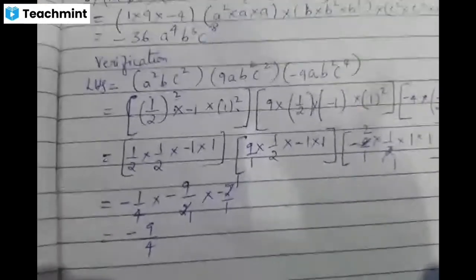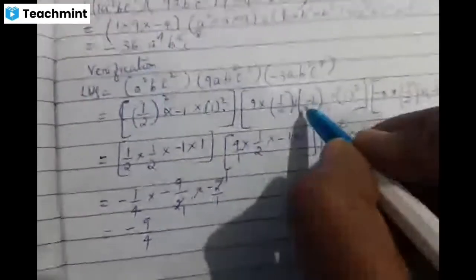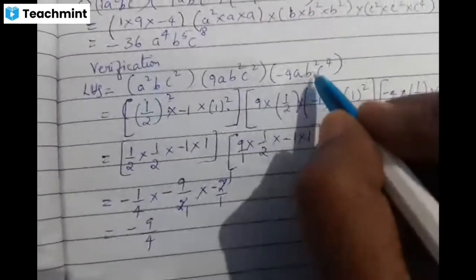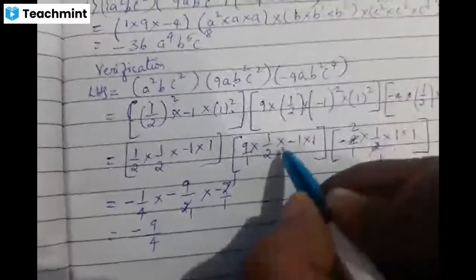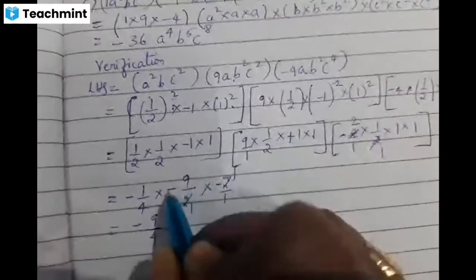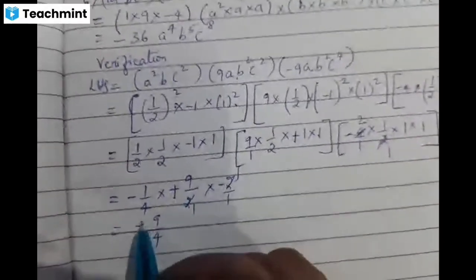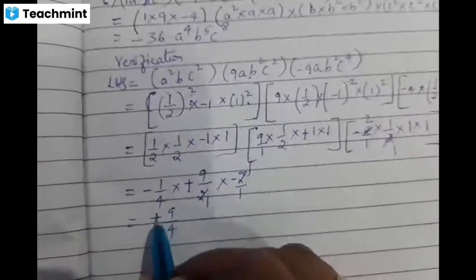So before you go for the RHS, let us see that b square is there, children, here. So it will be minus 1 whole square. So it will be plus here. So the sign is plus. Change it to plus sign. So plus 9 by 4 you get. Now I consider the RHS.